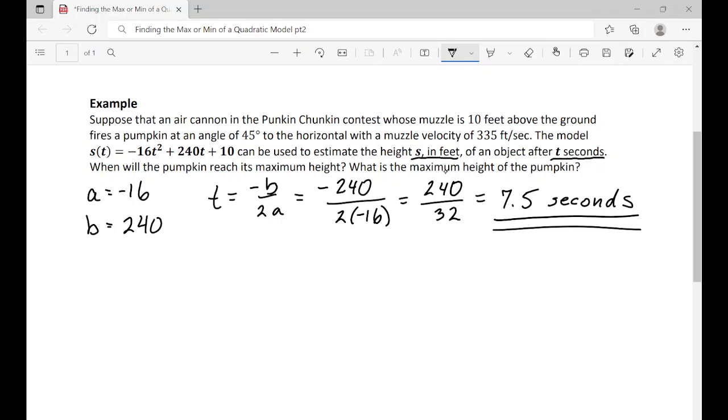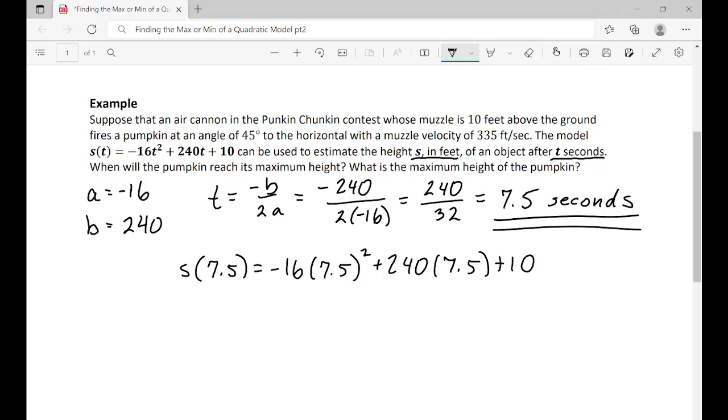Now, what is the maximum height? So the height is going to be measured in terms of t. So we're going to do s of t, which is going to be s of 7.5. And so we'll get negative 16 times 7.5 squared plus 240 times 7.5 plus 10. And in all honesty, just throw it all in your calculator and see what you get. You can do it piece by piece if you want to, but I just put it all in at once.